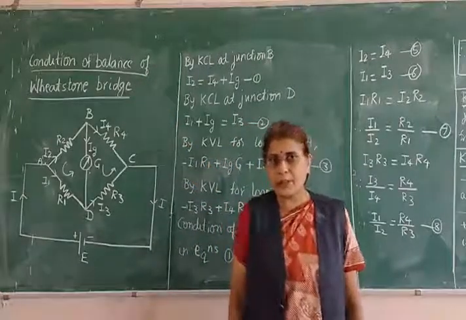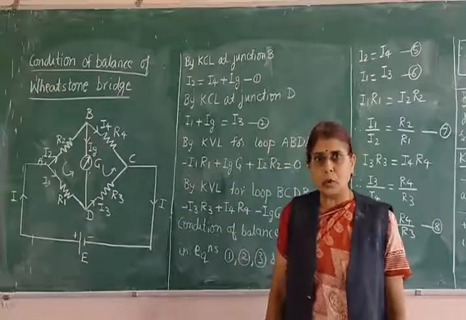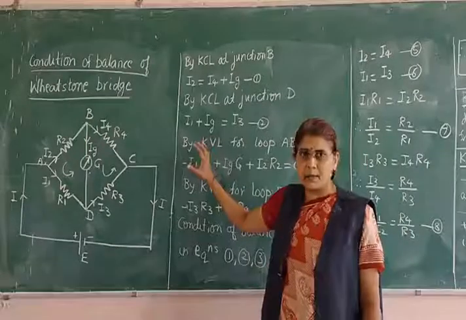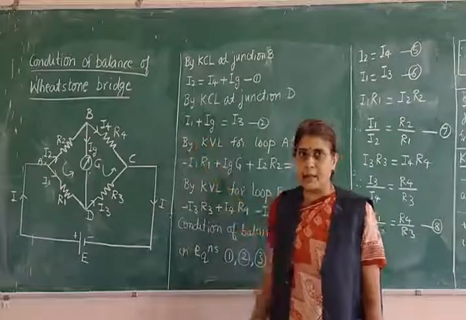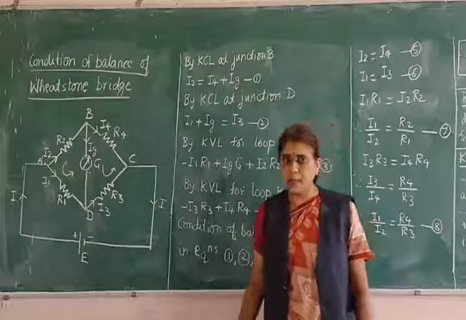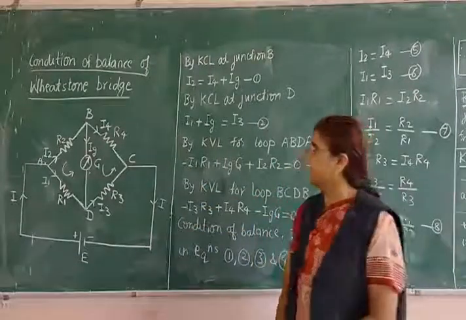So if you are perfect with Kirchhoff's laws, that is the junction law and the voltage law, and if you know correctly how to apply the sign convention, then this derivation becomes very easy. Otherwise, you simply have to learn the derivation by heart. So we shall recall what we had done for the junction law and voltage law now, and we shall derive the condition for balance of a Wheatstone bridge.